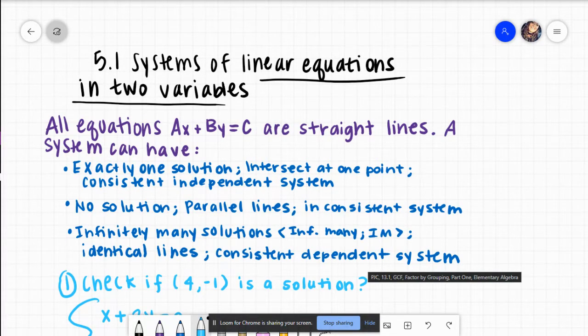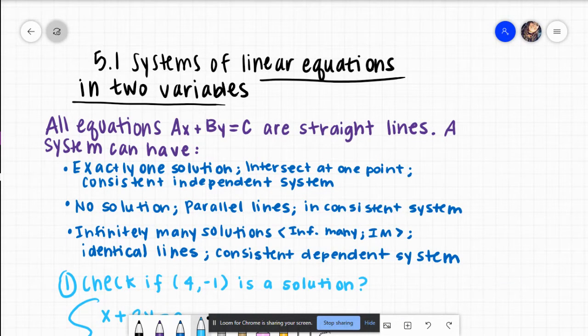So let's go ahead and define a few things. All equations ax plus by equals c are straight lines. A system can have exactly one solution. This means that they intersect at one point. These systems are consistent, independent systems. The systems can have no solution. This means that they are parallel lines, and this system is an inconsistent system.